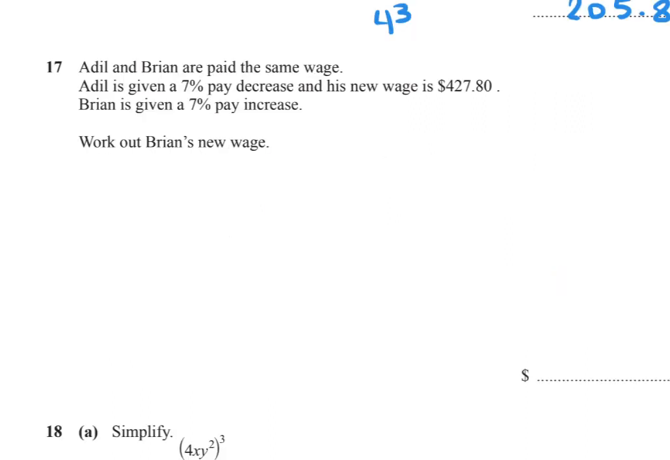17. Adel and Brian are paid the same wage. Adel is given a 7% pay decrease and his new wage is $427.80. Brian is given a 7% pay increase. Work out Brian's new wage. So for Adel, 7% decrease and the new wage is 427.8, so we can find the original wage.